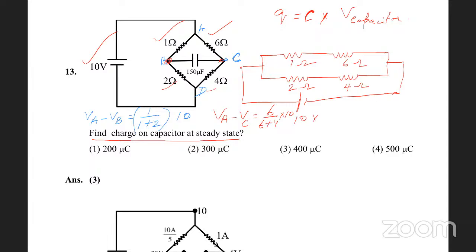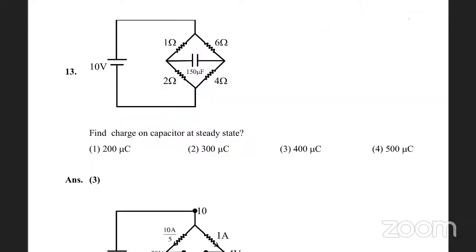If you subtract, you will get VB minus VC, which is the potential difference across the capacitor. Once you know the potential difference across the capacitor, multiply by C and you will get the charge. If you calculate, you will get the answer 400 microcoulomb. Just look at this one.